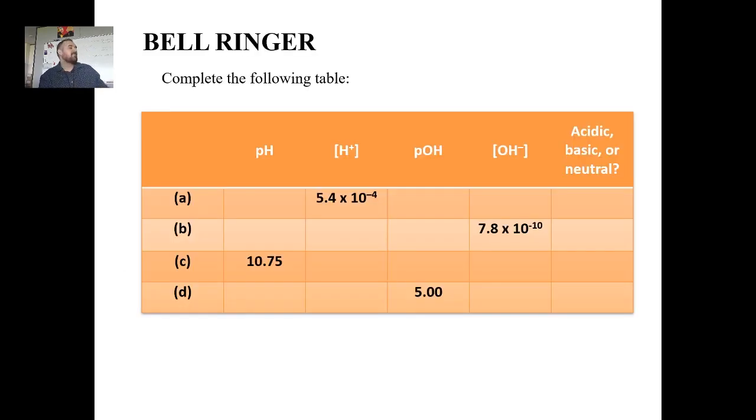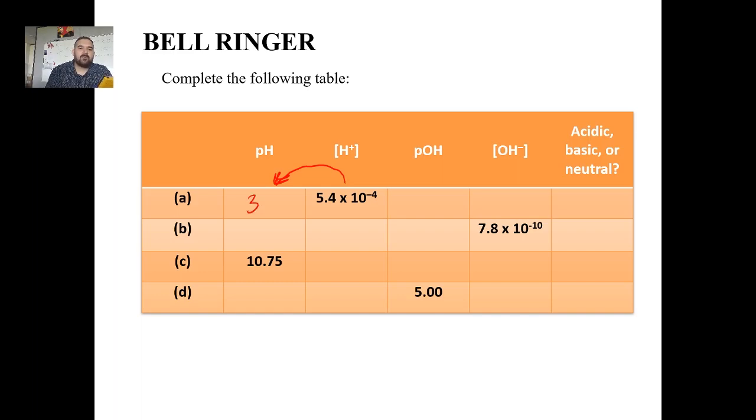All right, so this right here is what your actual assignment is going to look like today. I don't want to spend too much time on this one, so we're going to go through the first couple together, and then I'm going to let you do C and D by yourself. So let's take a look at A. A gives us our H plus concentration. What can we use that to solve for? We can use our H plus to solve for our pH. So let's do that first. Everybody, negative log of 5.4 times 10 to the power of minus 4. So what's our pH? 3.3.